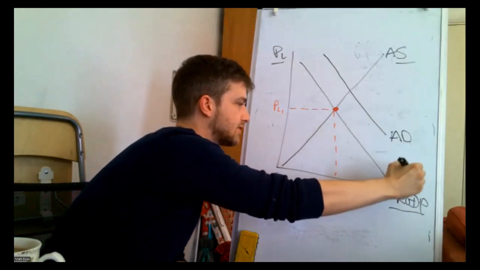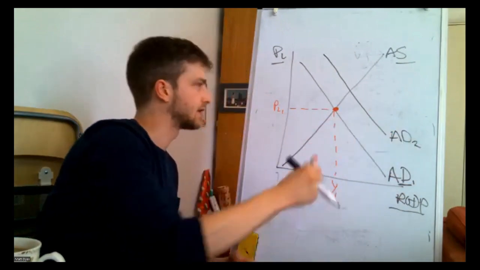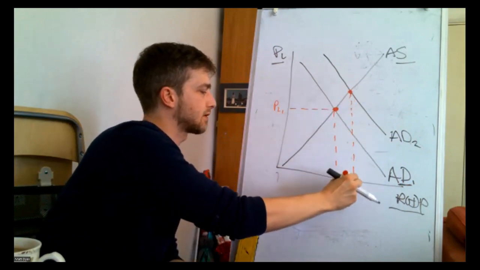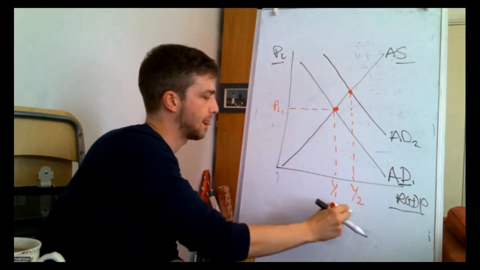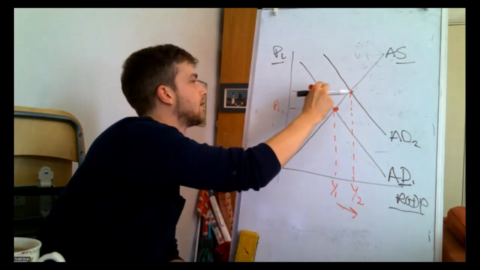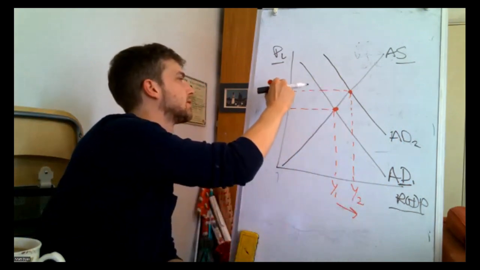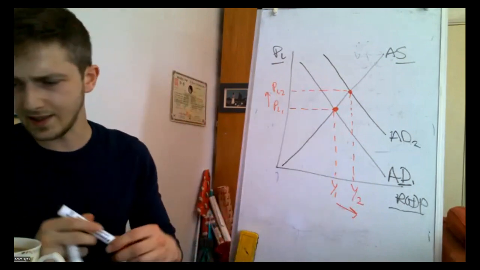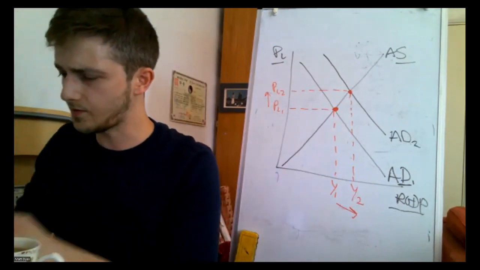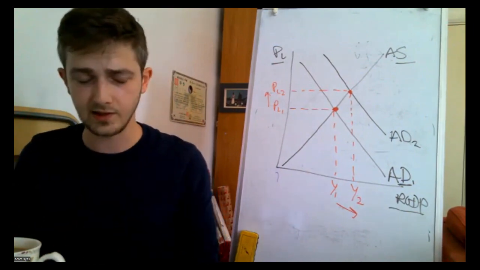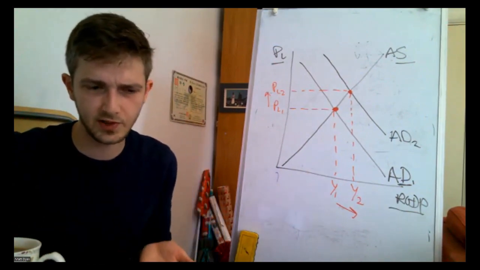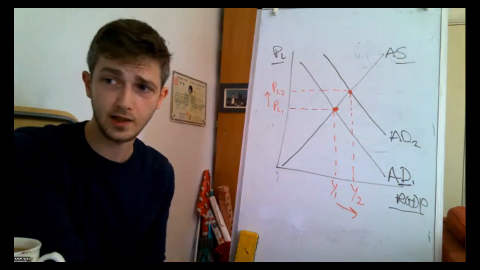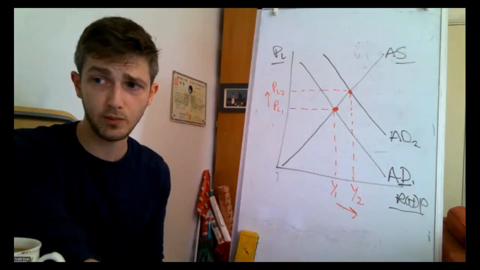AD is going to shift to the right, and that's going to cause a new macro equilibrium output and a new macro equilibrium price. And that's again, so clean, simple. It works exactly the same way as in micro in a sense. Because what have I done there? I've just used it to understand and articulate how the economy works and then make a prediction.